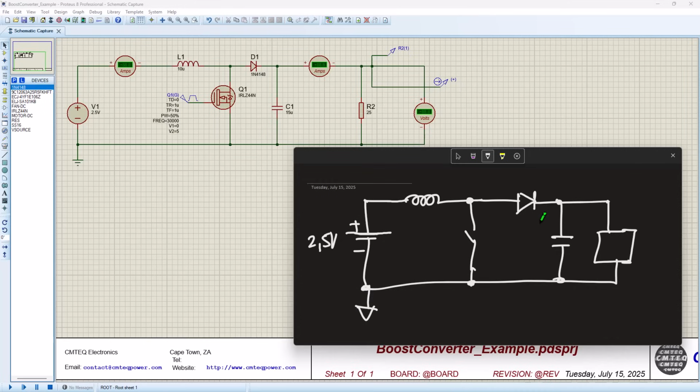Now this inductor is an energy storage device, and this one is also an energy storage device. This one stores energy in the form of static charge, and this one here stores energy in the form of an electromagnetic field, or EMF. Now what is going to happen? This circuit is going to operate in 2 modes: one mode when the switch is on, the other mode when the switch is off.